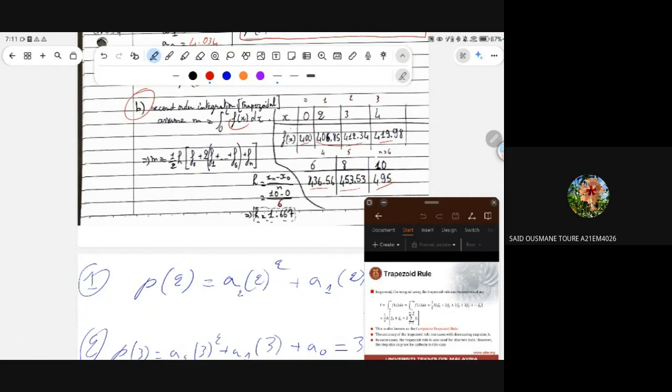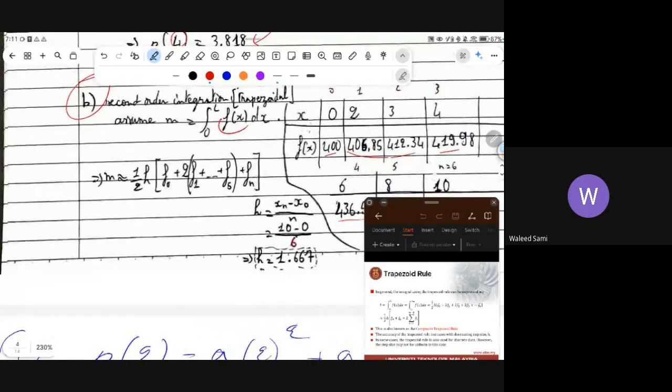Second order integration, trapezoidal. Is it clear how you get to it? Okay, so the form is clear here. I have just one question. The question you're solving is question 1, part B. So they are asking mass in kilograms using numerical method with a second order approximation. We take the equation we find from part A, right?